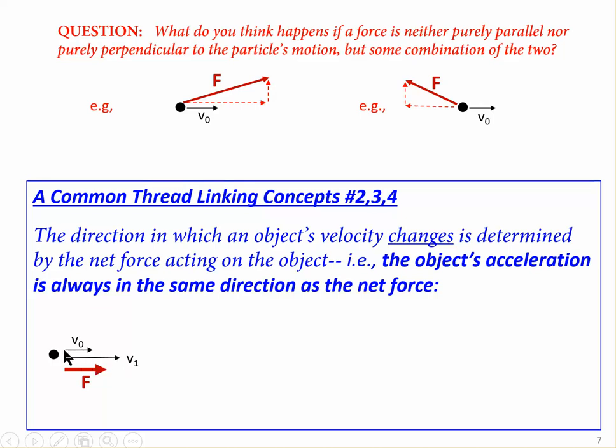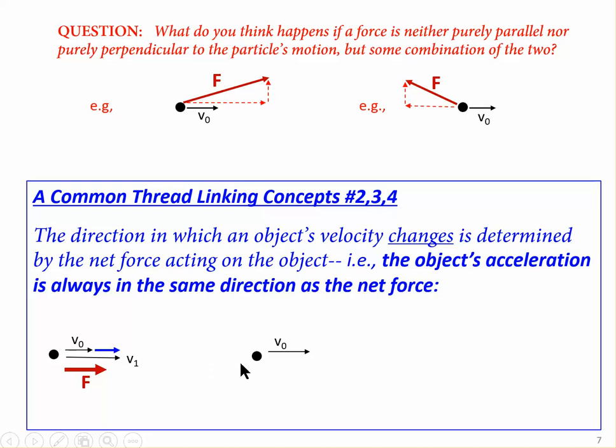So the velocity vector changed. It used to be described by this arrow, and now it's described by this arrow. So there was a change in the velocity. Notice the velocity changed from here to here. So that blue arrow that I just drew represents the change in the velocity. So notice that the force caused a change in the velocity, and the direction of the force and the direction of change of the velocity were the same.